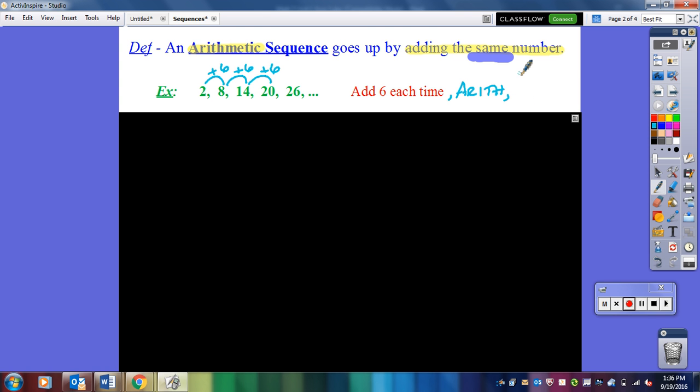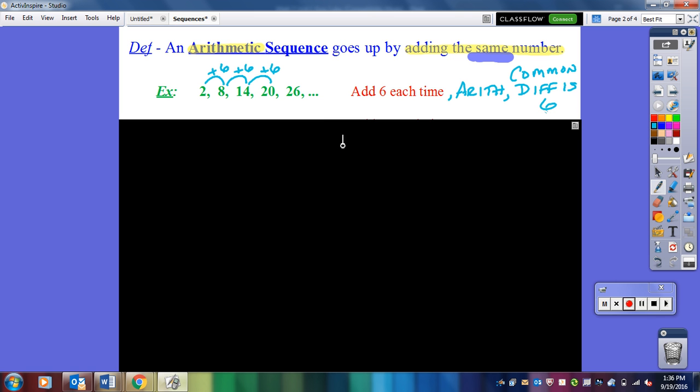You would need to mention that the common difference is 6, and you might be asked to find the next 3 numbers, which in this case would be 32, 38, and 44. Again, on your summative, you would be asked to tell me the specific pattern, add 6 each time, tell me that it's arithmetic, tell me what the common difference is, and then find the next 3 numbers. That's what you would be expected to do on all of them. Am I going to do all 4 of those things every single time? Not for here, but just so you know what the expectation would be.